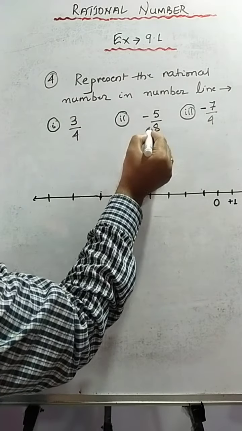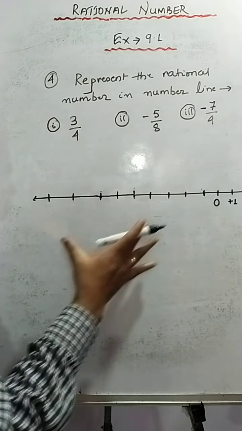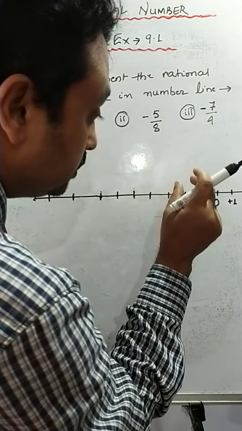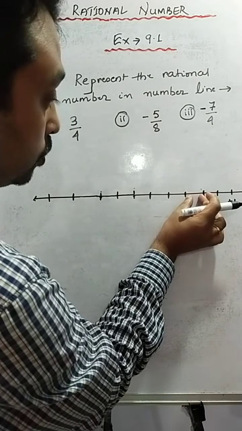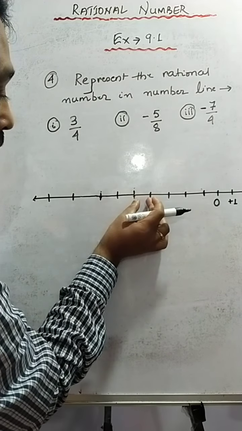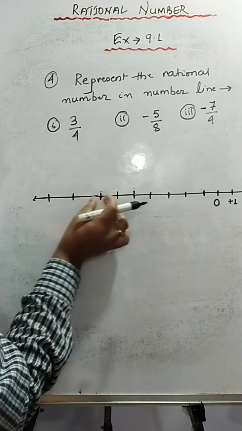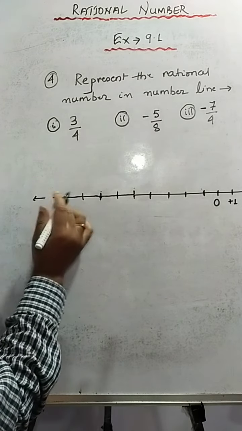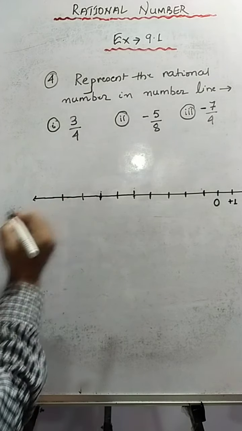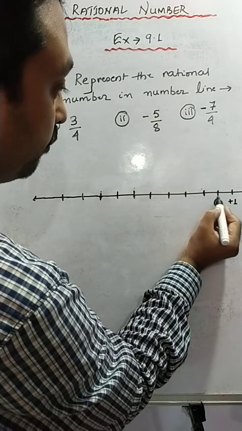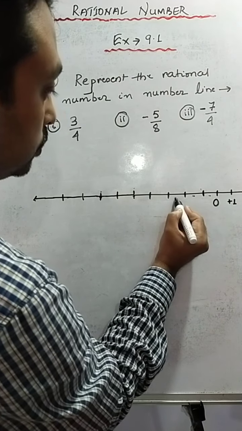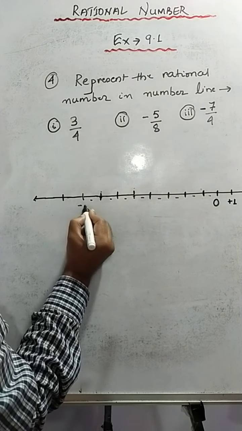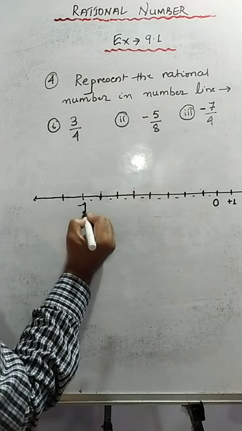Now what is the denominator? 8. That means between two consecutive numbers there would be 8 divisions. That is 1, 2, 3, 4, 5, 6, 7, and 8. So from here we'll count 1, 2, 3, 4, 5, 6, 7, 8. So here we'll write minus 1.